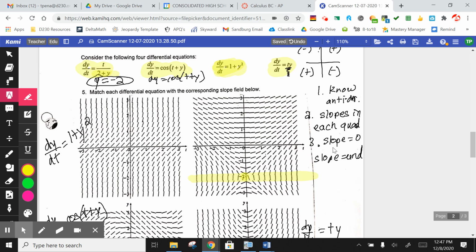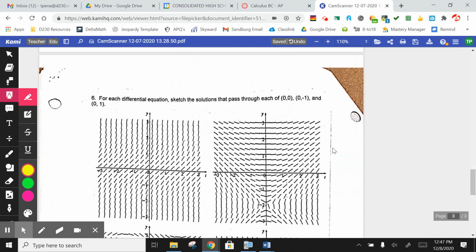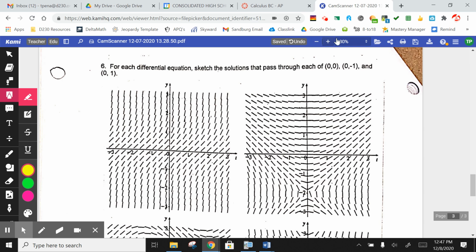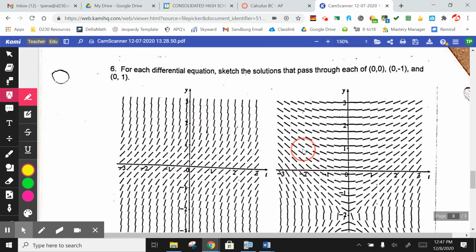Okay, and then the last thing. And they've only ever made BC people do this on the AP tests. Don't usually like this very much.